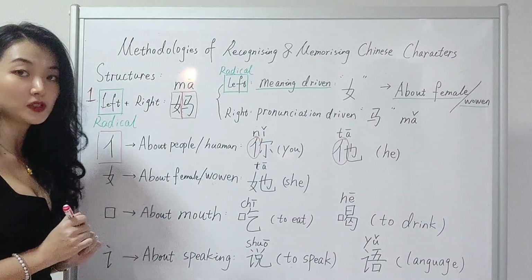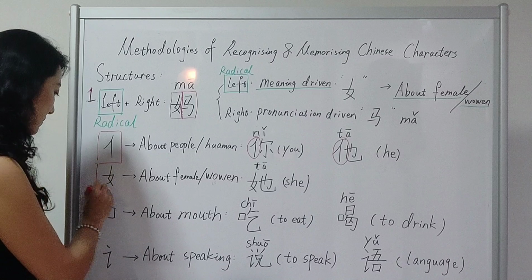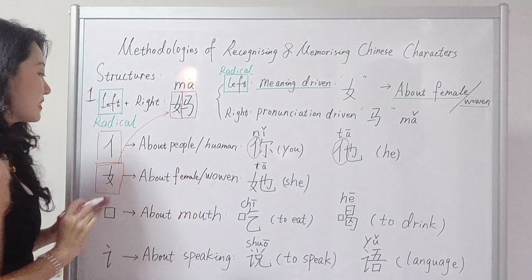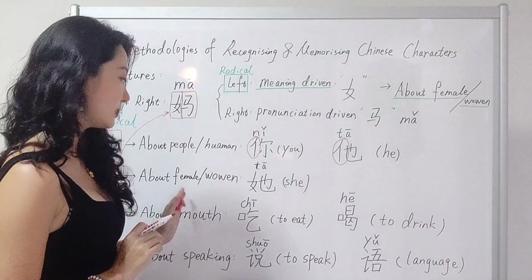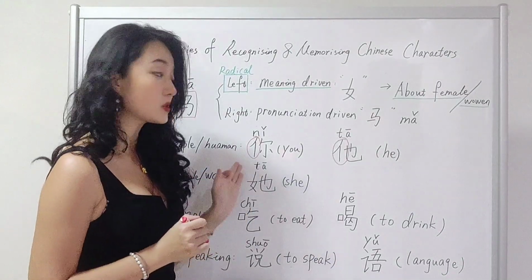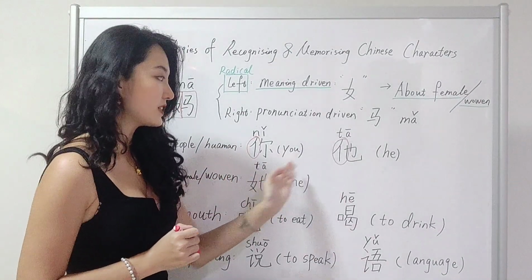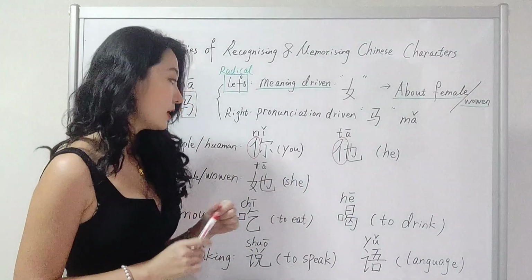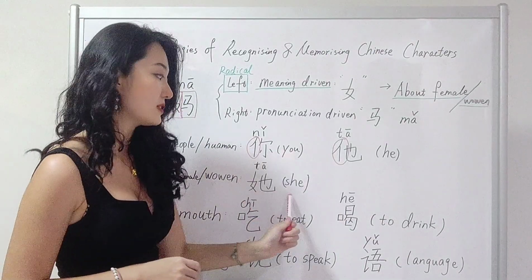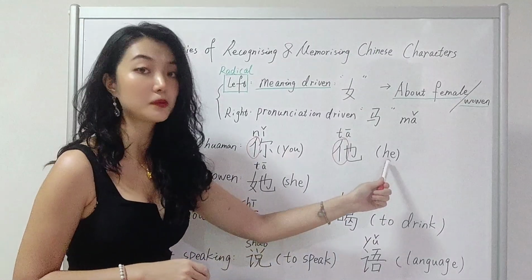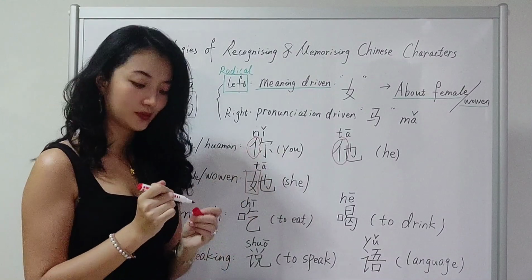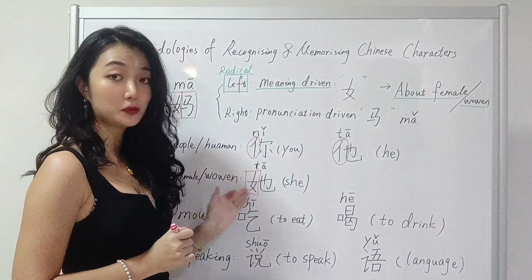Next radical we're going to introduce is this one. It appeared in our example, right? It's right here. So it means about female or about women. So this one's pronunciation is also ta. So the pronunciation of these two characters are the same. However, the meaning is different. While this one means he, this one means she. She or her, he or him. Because of the radical means about women, about female.